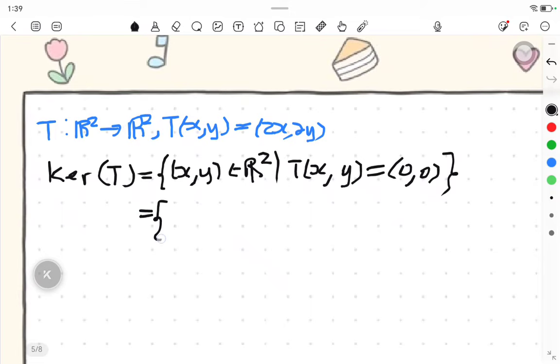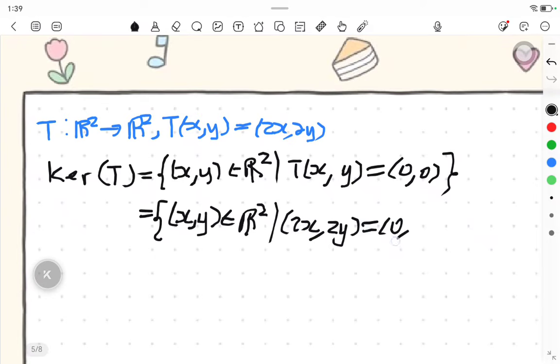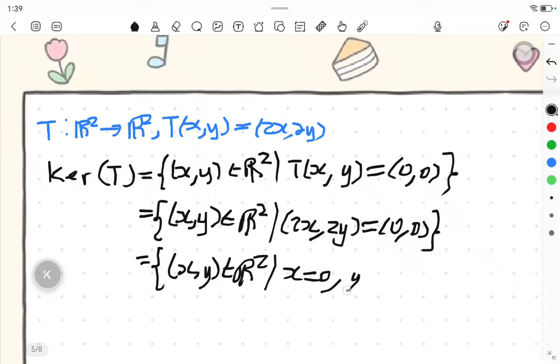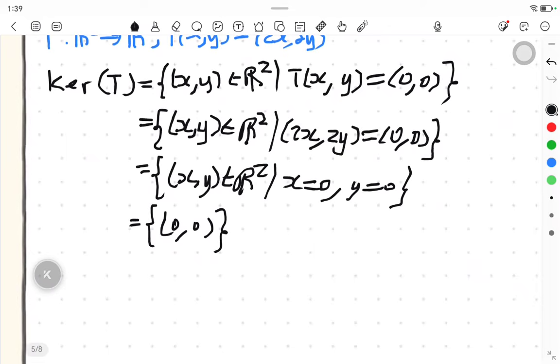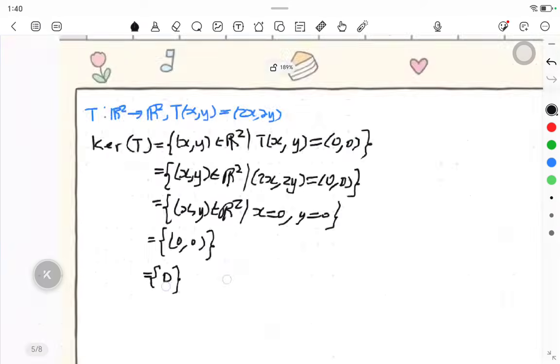Then this will be xy element of R squared such that this is 2x, 2y equals to 0, 0, and this is xy element of R squared such that x is equal to 0, y is equal to 0. When they're all equal to 0, guys, this tells us that we're getting this. Do you agree with me there? X and y are 0, right? So this is the same thing as having 0.